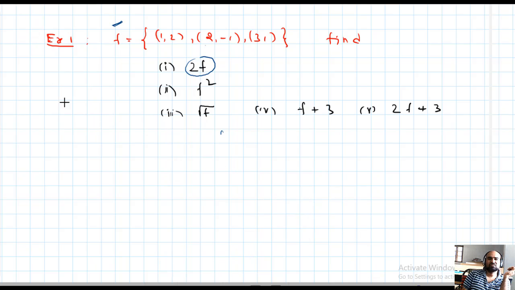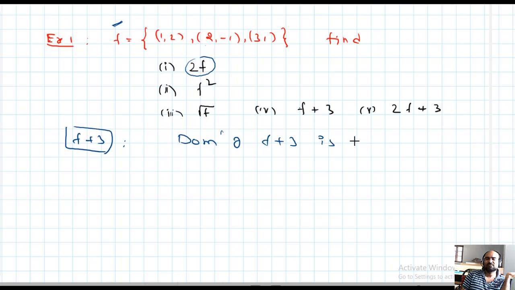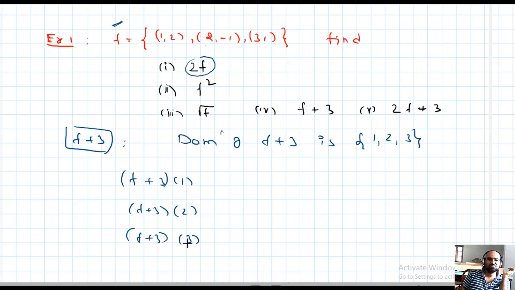Yeah, okay, students. Next, the third one, f plus 3 I want. What is the domain of f plus 3? That only is the domain of f plus 3 also. Domain of f plus 3 is the set 1 comma 2 comma 3. Now find f plus 3 of 1, image I want. The brackets should be used here. F plus 3 function image for 2, f plus 3 function image for 3, equal to what?